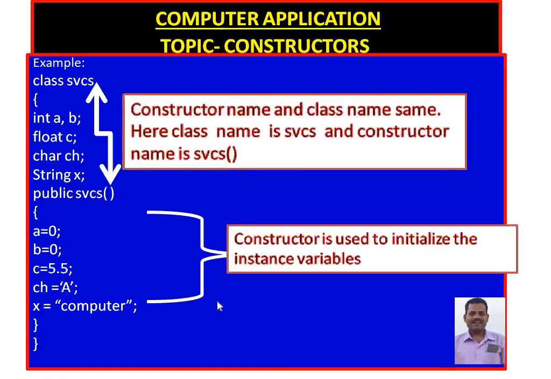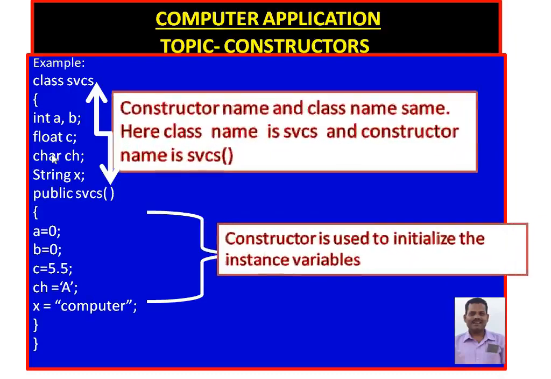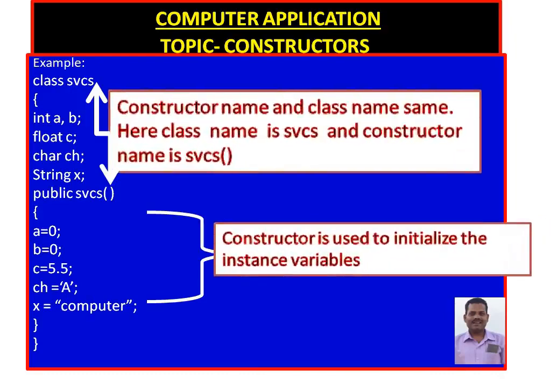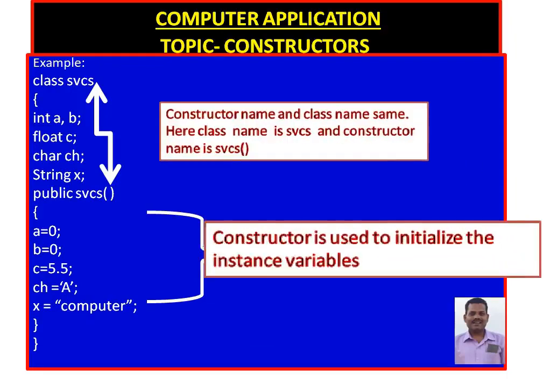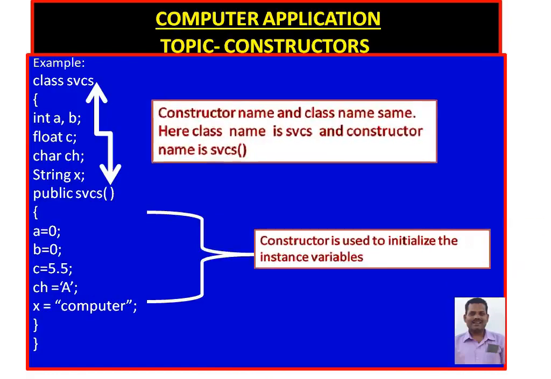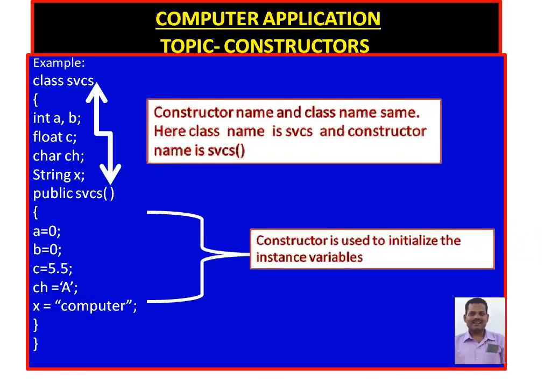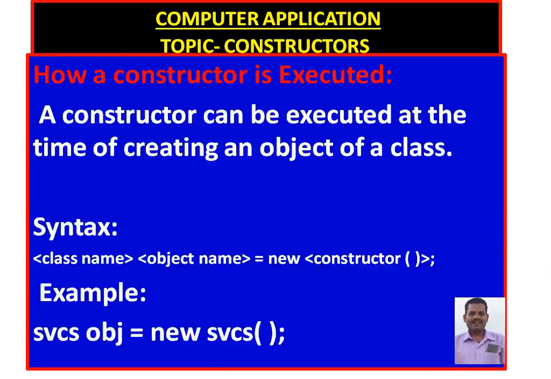So once again, children, you see here that the constructor name and the class name are both the same. Here the class name is SBCS, so the constructor name is also SBCS. Next point, you come to know that here the constructor is used to initialize the instance variables.